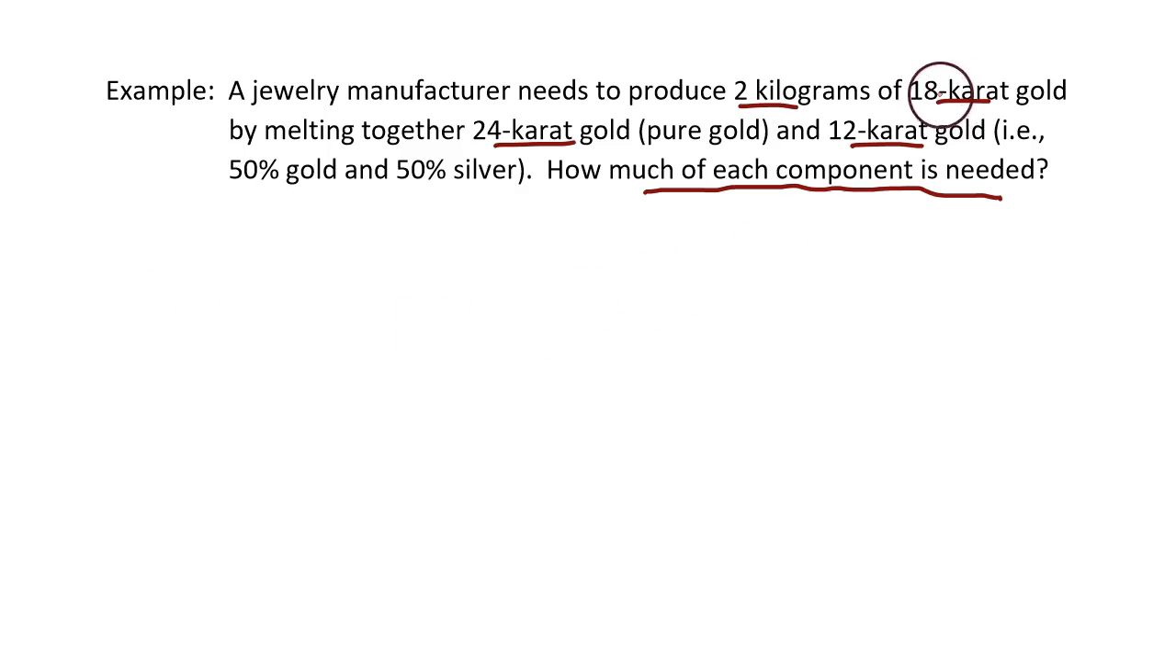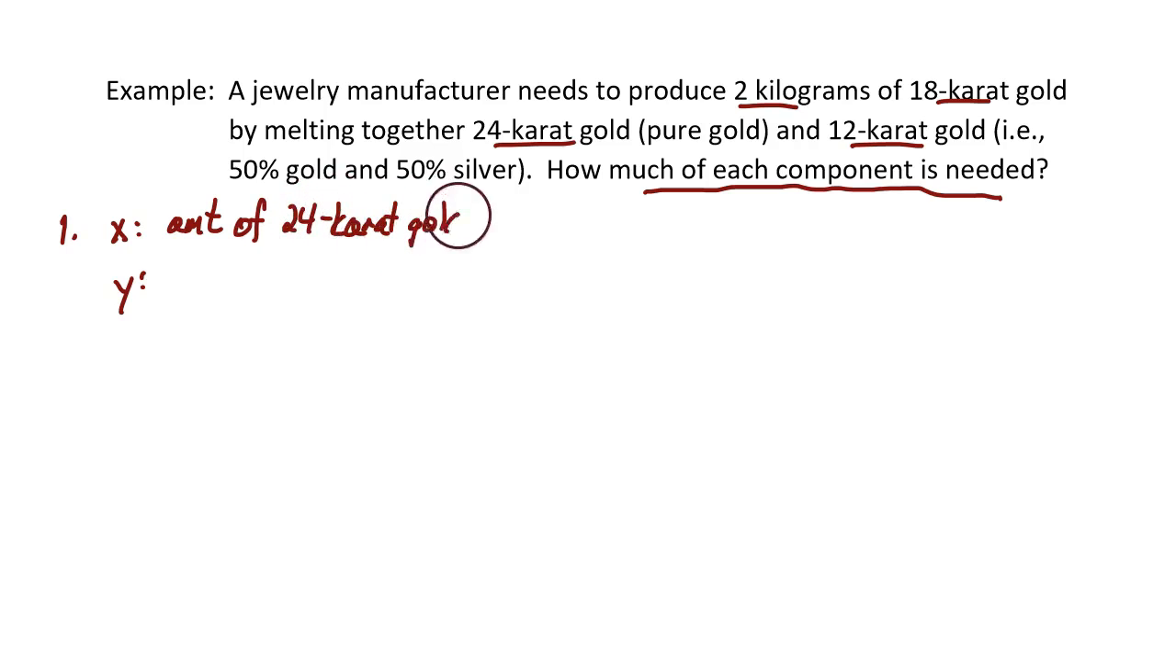The jeweler is making the 18-karat gold by mixing 2 kinds of gold. That's why there need to be 2 variables, X and Y. X is the amount of 24-karat gold, and Y is the amount of 12-karat gold.